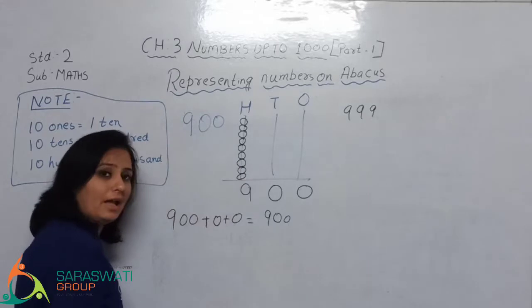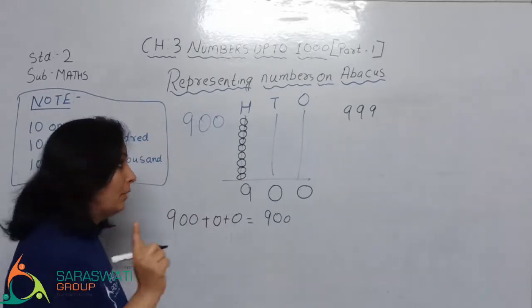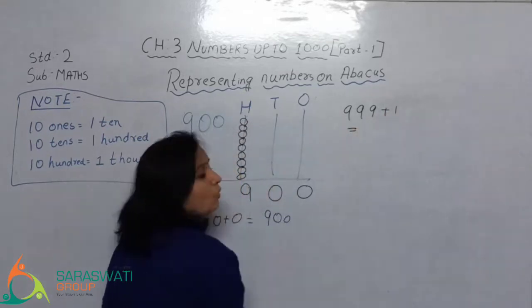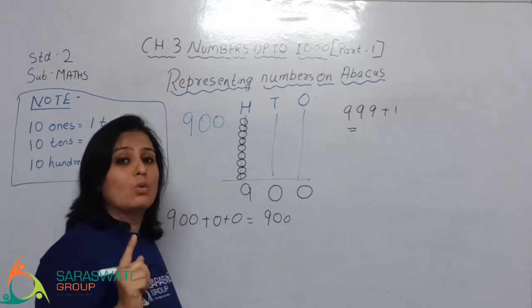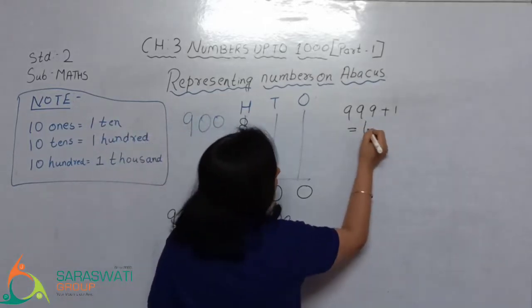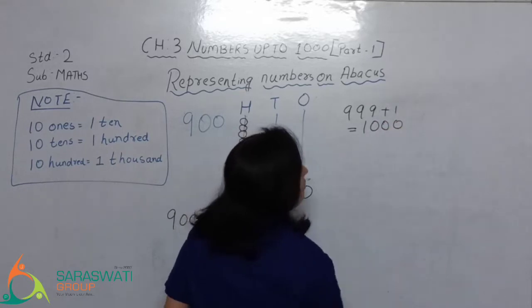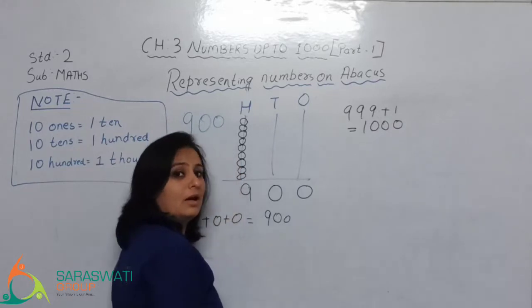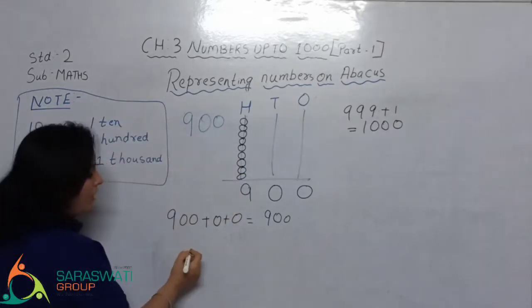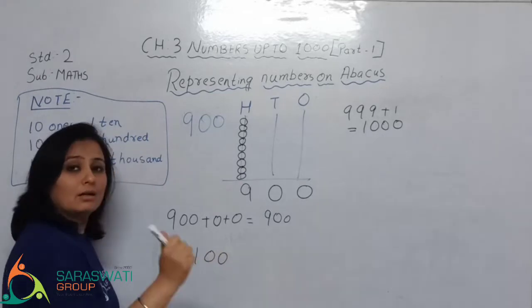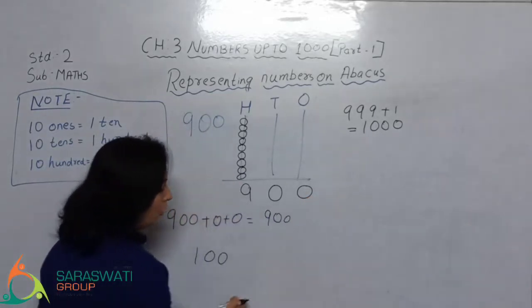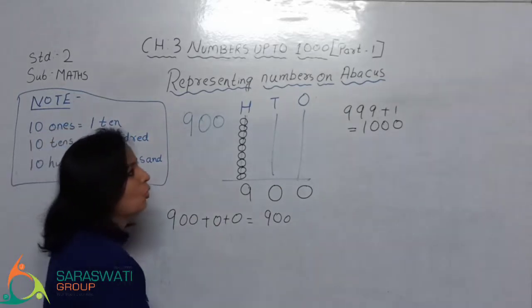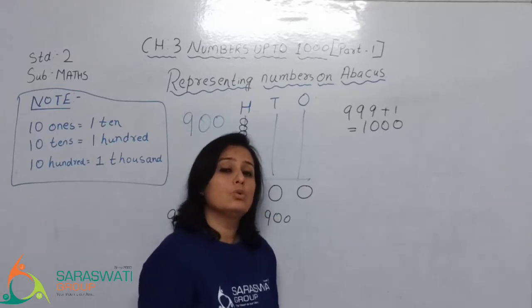999. If I add 1 to it, plus 1 is equal to, it will give me 1000. What will it give me? 1000. 1000 is written as 1 and 3 zeros after 1. 100 you write as 1 and 2 zeros. But 1000 you write as 1 and 3 zeros. You can see. Right? Now, if I have to show this on abacus, how will I do it?